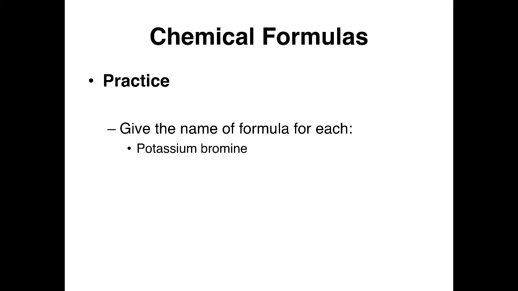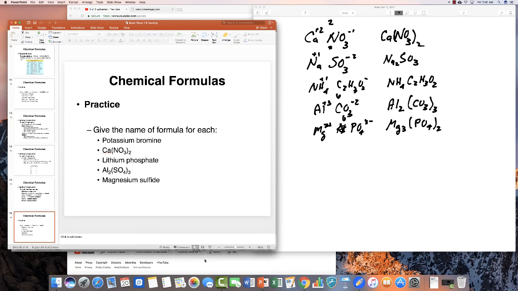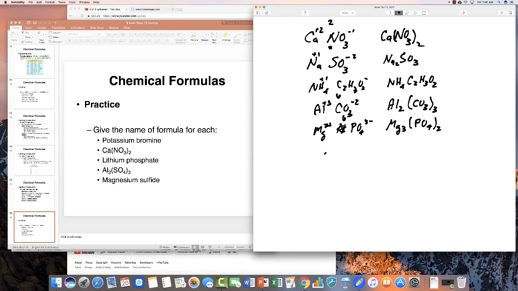So let's look at some practice here. Give the name or the formula, or both, depending on what I give you. So here's potassium and bromine. The first thing you want to do is start out by writing the 2 symbols down, K and Br. And you remember this is -1, this is +1. So the formula is KBr. And the name is potassium bromide. This is a binary ionic compound.